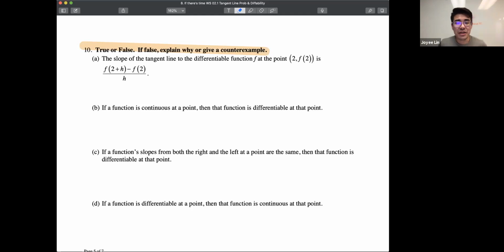Part B, if a function is continuous at a point, then the function is differentiable at that point. Is that true or false? C, if a function's slopes from both the left and the right at a point are the same, then that function is differentiable at that point. And then D, if a function is differentiable at a point, then that function is continuous at that point. Put on your thinking caps.